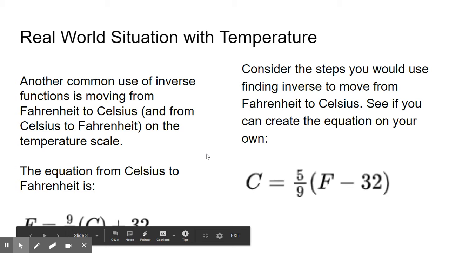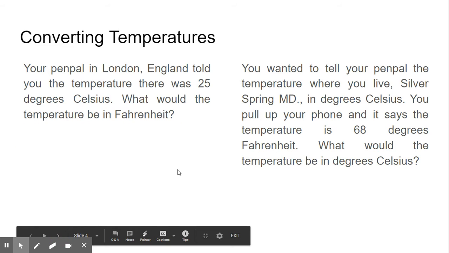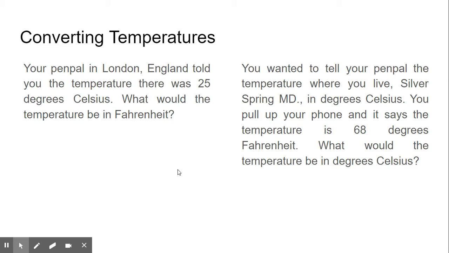Hopefully your equation looks something like this. C equals 5/9 (F minus 32). So now we're going to look at a real live situation. Let's say that your pen pal in London, England told you the temperature there was 25 degrees Celsius. What would the temperature be in Fahrenheit?